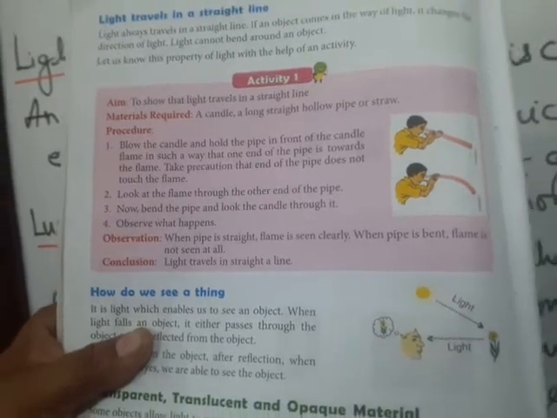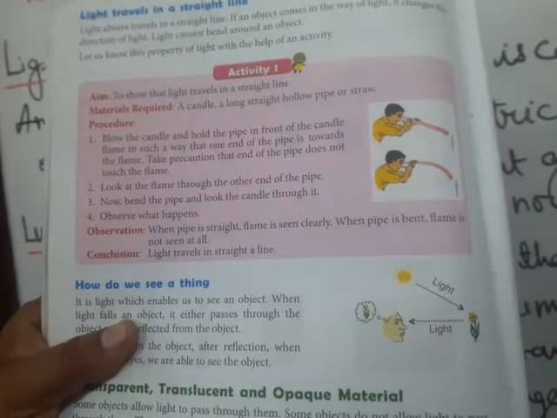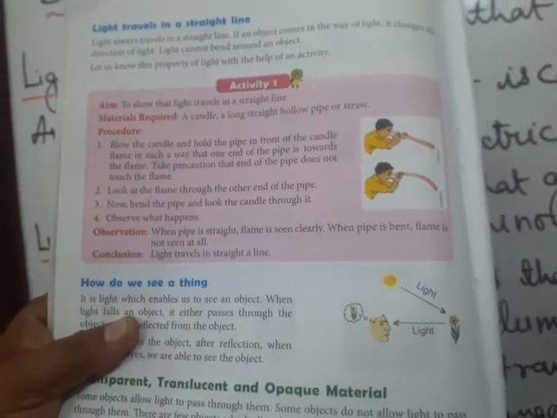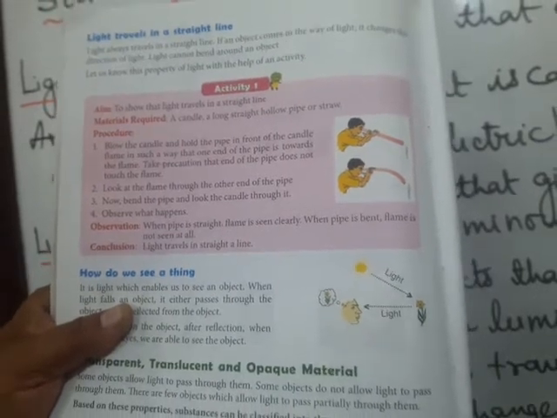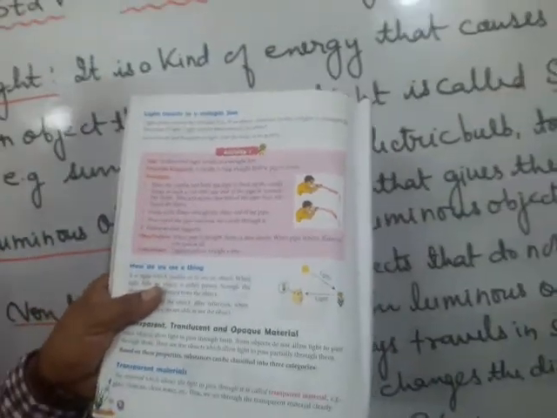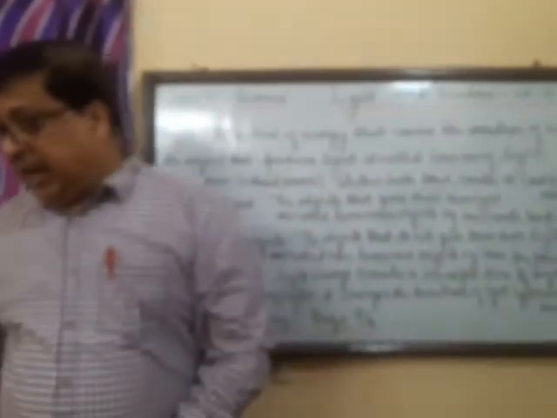Now bend the pipe and look at the candle through it. What do we observe? Our observation is that when the pipe is straight, the flame is seen clearly. When the pipe is bent, the flame is not seen at all. This proves, or we come to the conclusion, that light travels in a straight line.